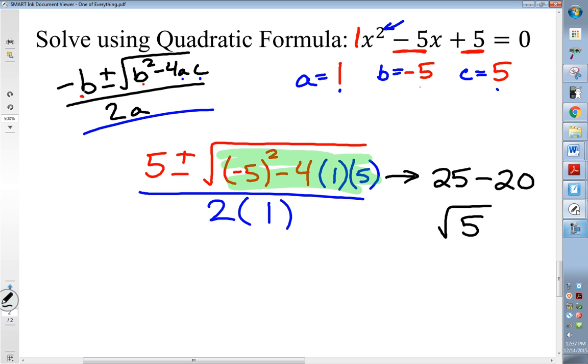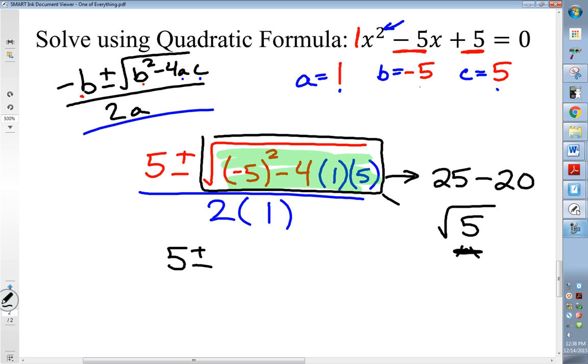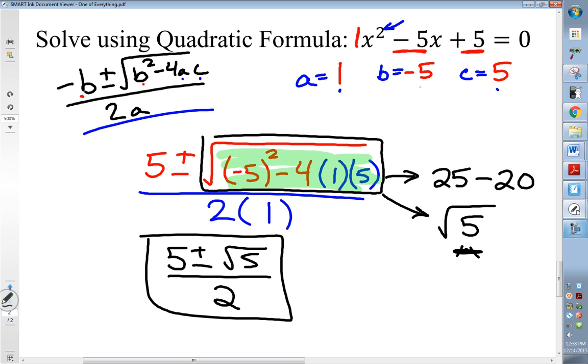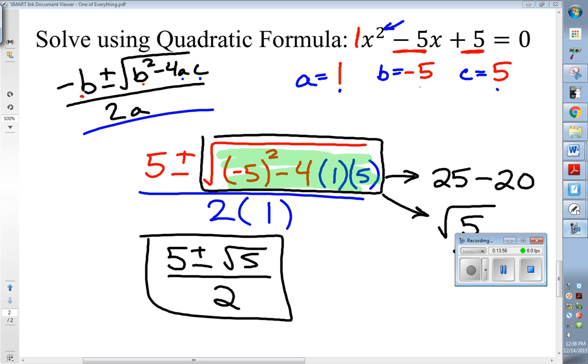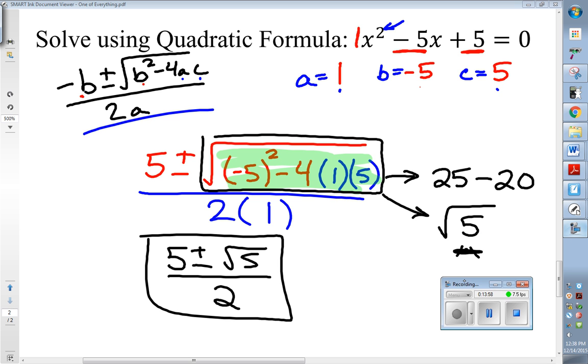Remember, that's square rooted. If we could simplify that radical, we would, but the square root of 5 is not perfect. I can't break it down at all, so all it is is square root of 5. So let's plug this back in. 5 plus or minus square root of 5, all over 2. There's no simplifying I can do in this problem. There's my answer. Don't make it harder than it actually is. We plugged in and we simplified as much as we could, but there wasn't a whole lot to do.